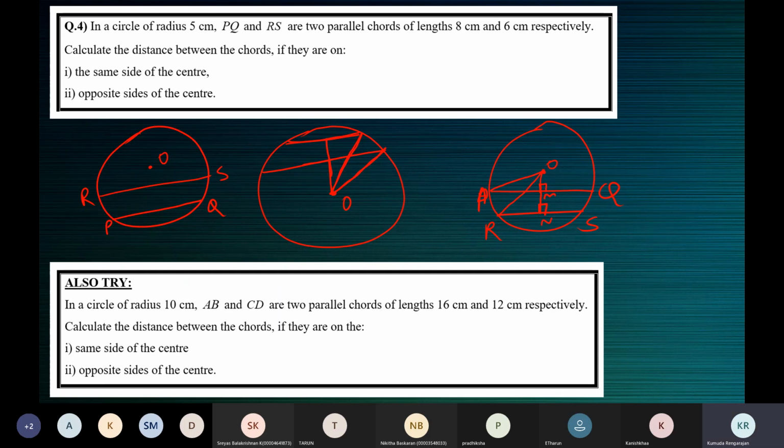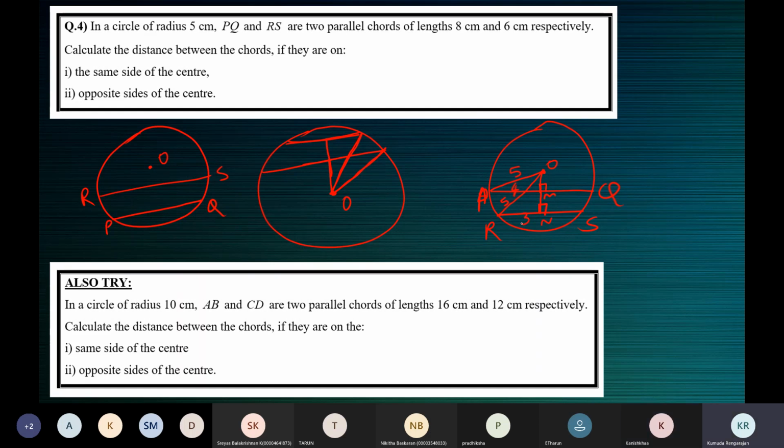And now, are the chords lying on the same side of the center or opposite sides of the center? Same side of the center. Now let's fill in the details given. Radius is 5. So can I mark OP 5 and OR 5? Yes, ma'am. And then how much is PM? 4, ma'am. 4.